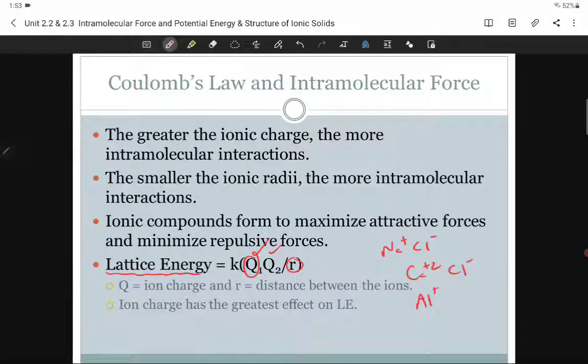This one would be even more if you had aluminum with chlorine. So a +3 gives you even more Q. Yes, the R or R squared is going to be different, but not as different as the charges. So we're going to look at charges, the Qs, before we look at the distances between those.